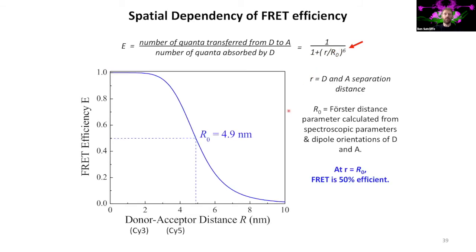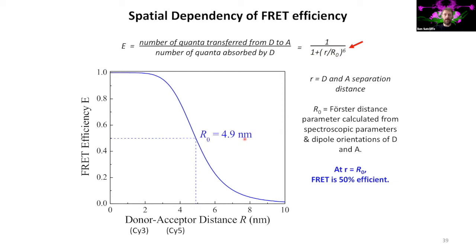There's a strong spatial dependency in FRET, which determines the FRET efficiency. This is simply the number of quanta transferred from the donor to the acceptor divided by the number of quanta absorbed by the donor. The biggest influence on your FRET efficiency is this inverse to power 6 relationship between the separation distance of the donor and acceptor molecules, this R number here, and the Förster distance of the donor and acceptor pair, the R0. This is the distance at which energy transfer is 50%.